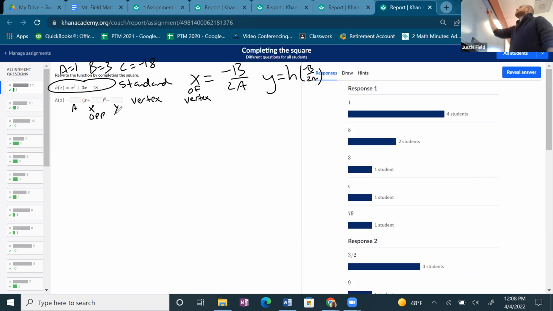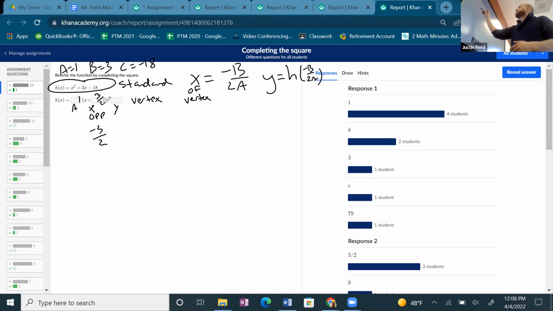So what is the a value? It's 1. So already done. Now that negative b over 2a is going to be negative 3 over 2. So we're going to put positive 3 over 2 there. Because remember, the number inside the parentheses is always the opposite. It moves the opposite way when we shift, and it is the opposite sign of the actual vertex.